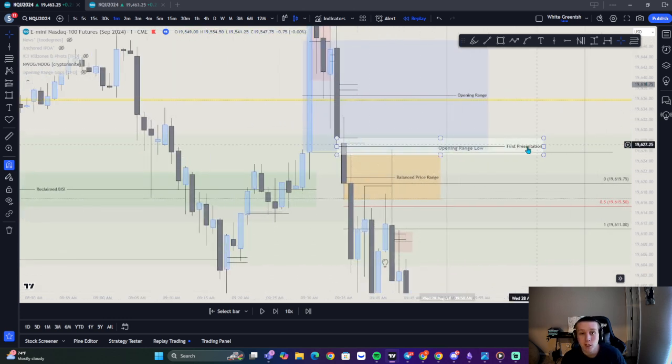We have the first presentation right here, the first fair value gap between 9:30 to 10 that we trade into right there. We also have these wicks right here that form a balanced price range, and we have this inversion fair value gap with that opening range. So we have all these things converging right here to then get a nice trade lower.